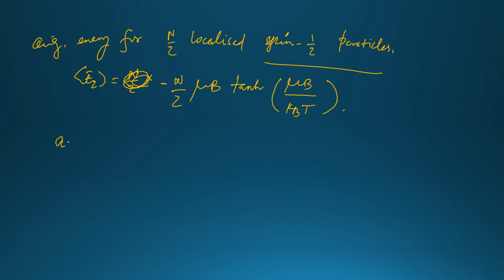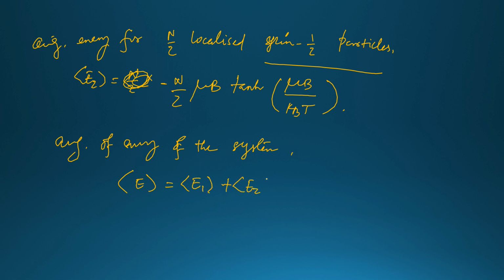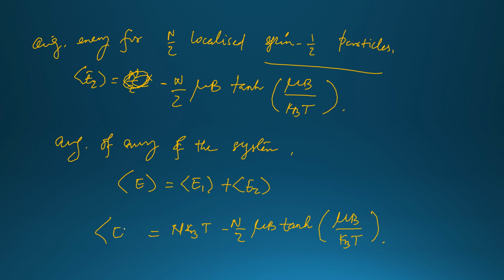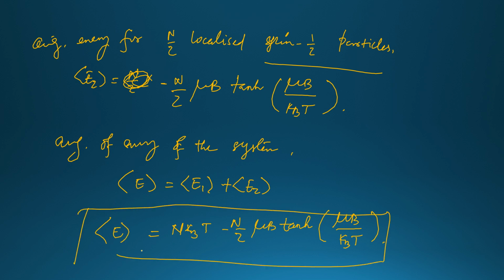So the average energy of the system, E is equal to E1 plus E2. That is n kBT minus n by 2 mu B tanh(mu B by kBT). Okay, that's the right answer: n kBT minus n by 2 mu B tanh(mu B by kBT).